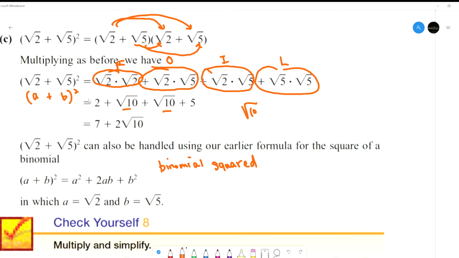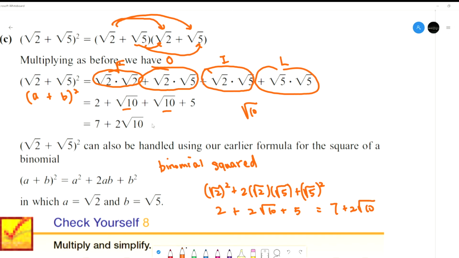So if you had done it that way, you can see that the first term would have been what? Root 2 squared plus 2 times root 2 times root 5 plus root 5 squared. So this would have given you 2 plus 2 root 10 plus 5, which is equal to 7 plus 2 root 10. You notice it's the same solution, right? So if you do know what the formula is, do you see how it can benefit you?